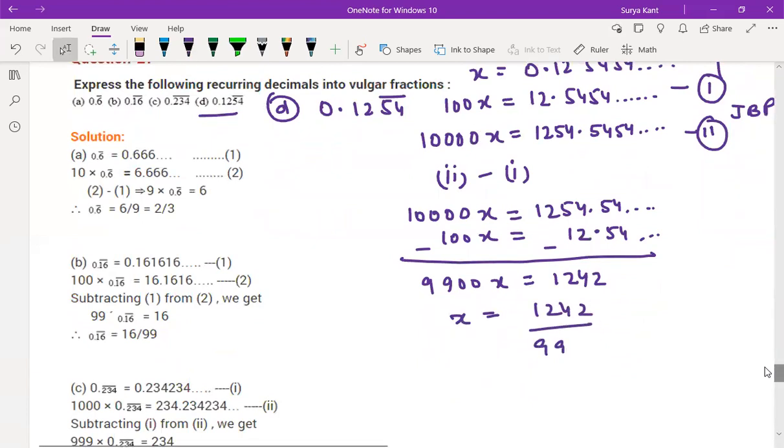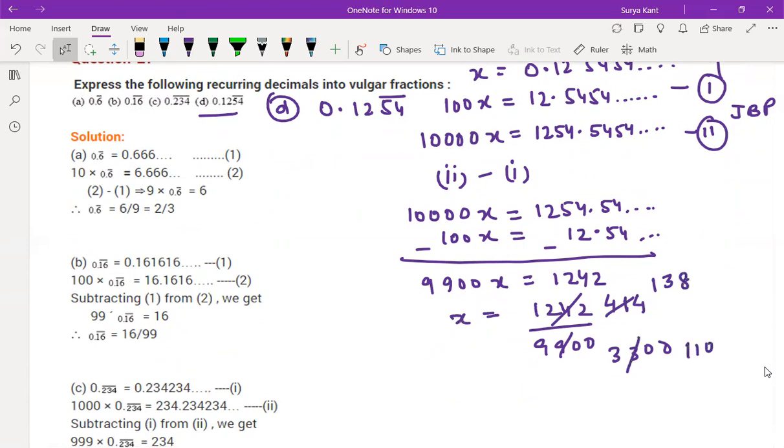So this will go by which table? 3 table will go. 3 4s are 12, 3 1s are 3, 3 4s are 12. 3300. Again to go by 3. So 3 1s are 3, 3 3s are 9, 3 8s are 24. 1100. Then which table will it go? 2. 2 6s are 12, 2 9s are 18. 2 5s are 10, 2 5s are 10, 0. So here the answer is what? 69 by 550. x is equal to 69 by 550.